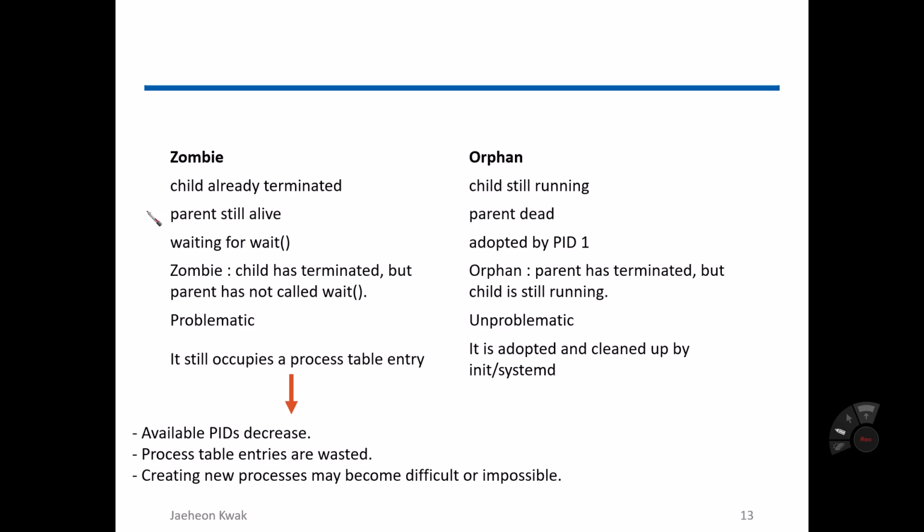So a zombie process means the child is already terminated and the parent process is alive. An orphan process means the child process is still running, alive, but the parent process is dead, terminated. So a zombie process means this dead child process, and an orphan process means this alive child process.